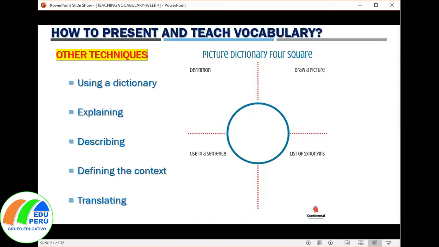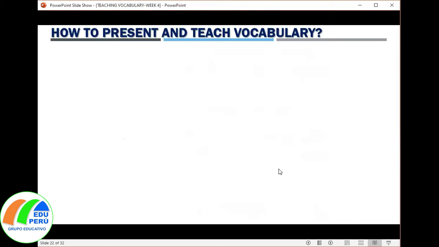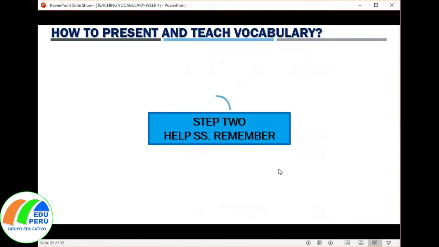You could, for example, use collocations, or maybe you're working with idioms. Write 2 idioms, or 2 collocations, with these words. So they have to complete it. Notice this is called the Foursquare. Remember, Foursquare. Here you have step 2, help students remember. Remember that some previous activities are also used to make your students remember. So as you can realize, some activities you could use as a presentation or in order to make your students remember.